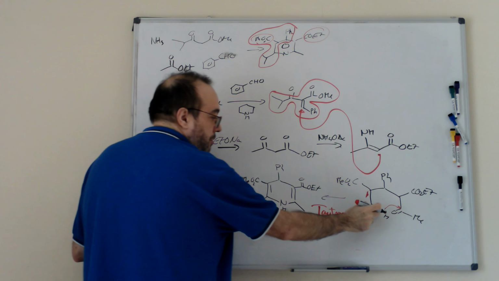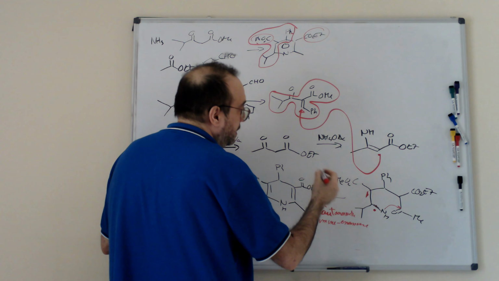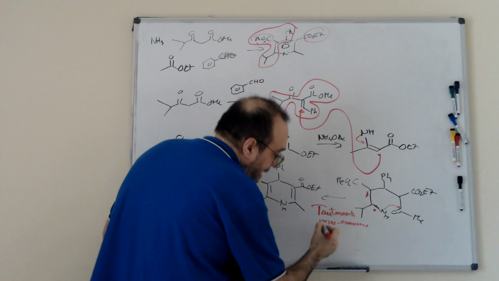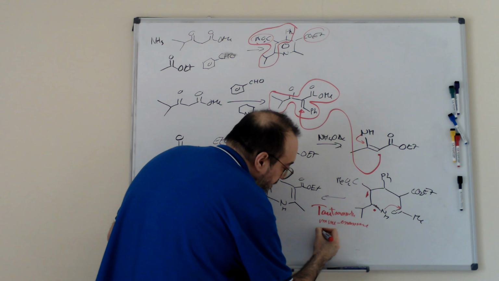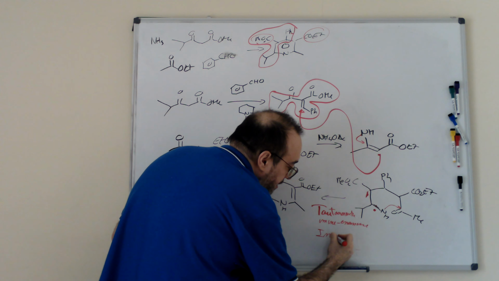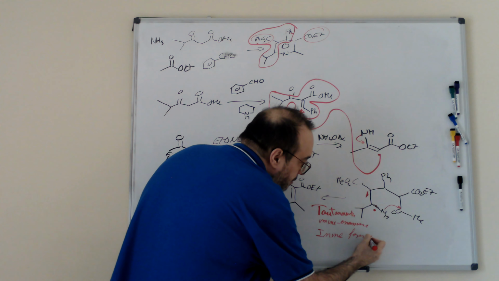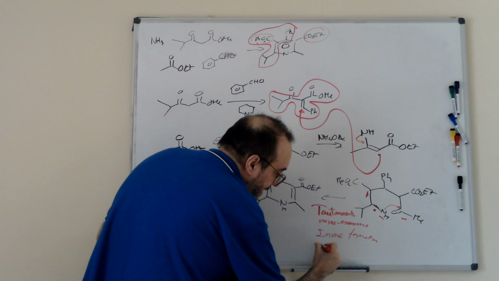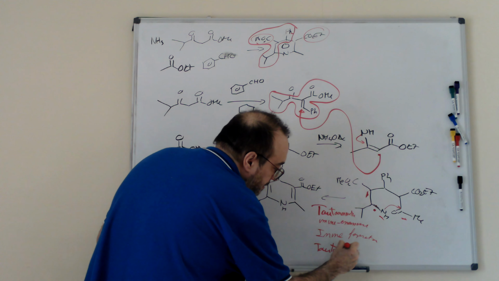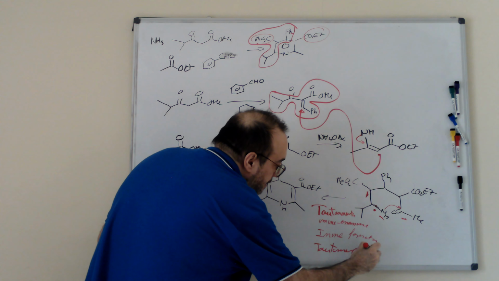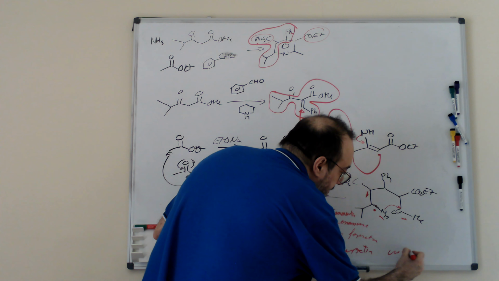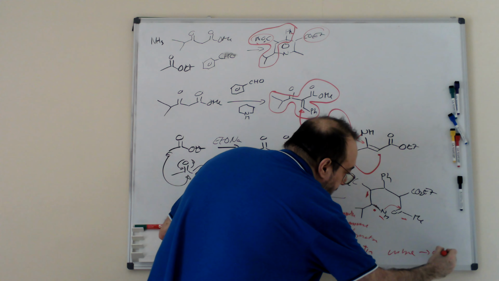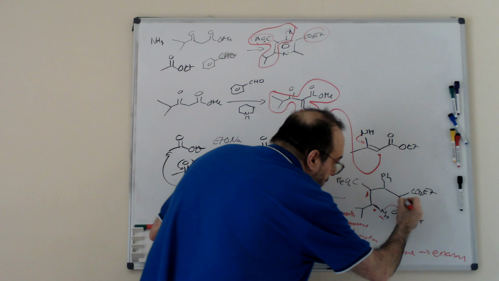Okay, first step, tautomerization, imine, enamine. Second step, imine formation between this amine and this carbonyl group. Third step, tautomerization, imine, enamine to form the double bond here.